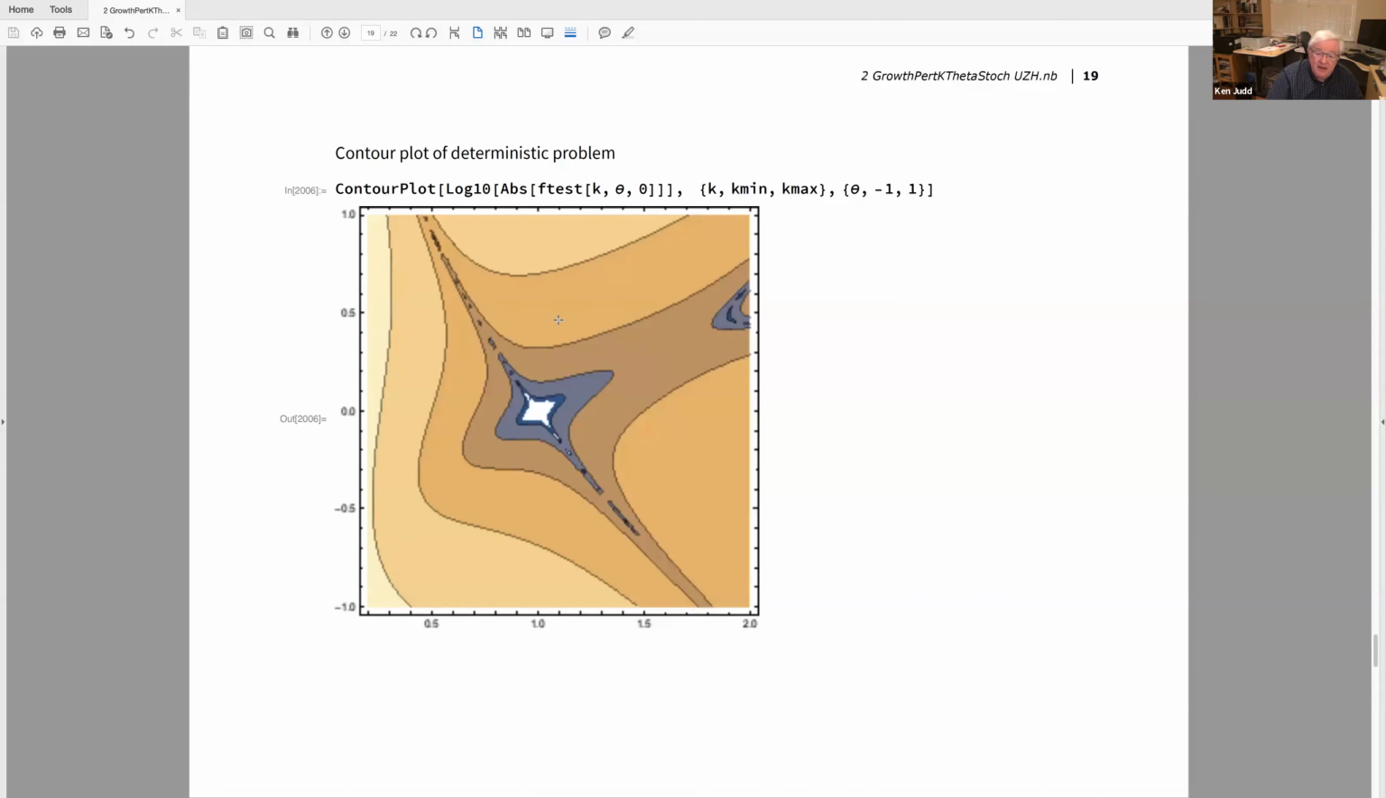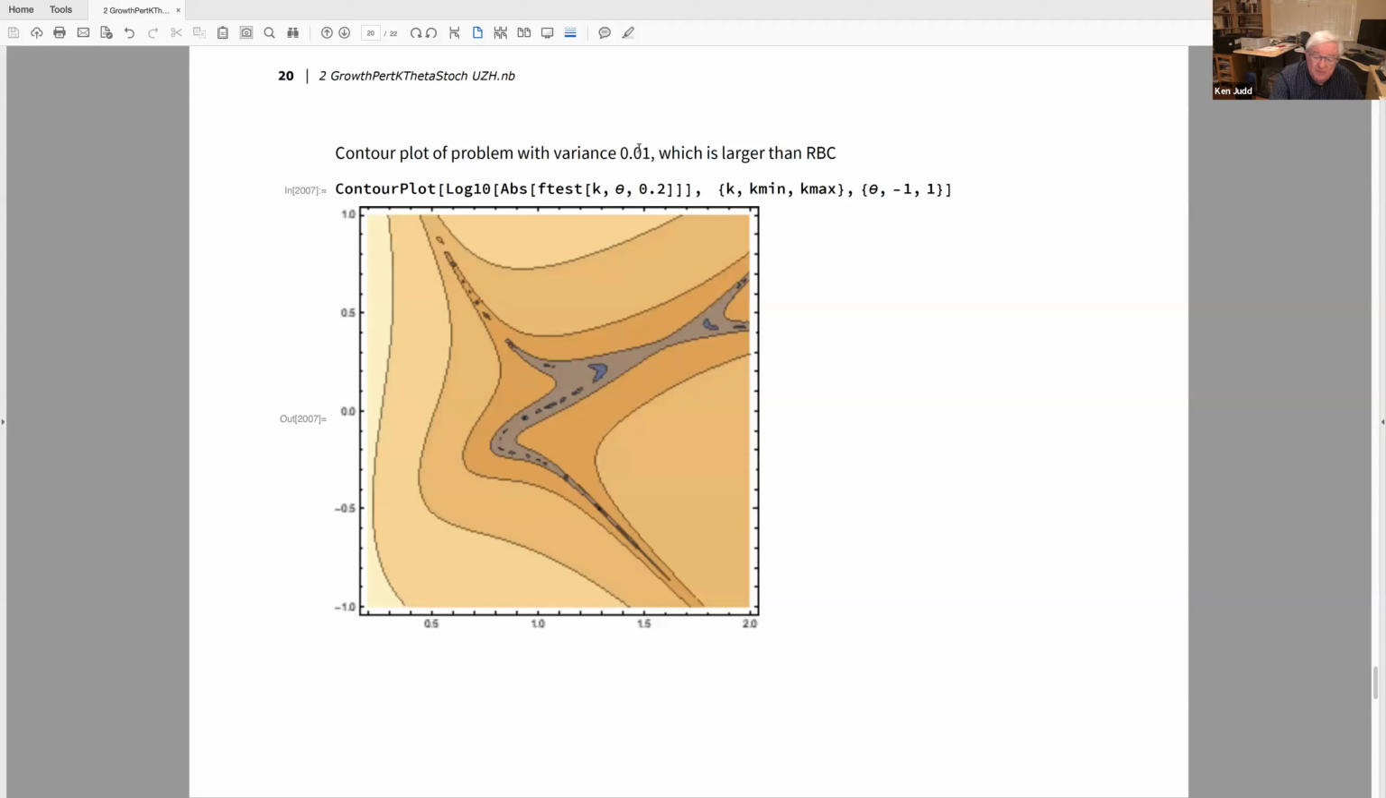Now I'm going to add a small variance of 0.01, which I believe is bigger than the typical business cycle. The typical business cycle has a standard deviation of about 0.02, plus or minus 2%. Yes, but of course we just got a big shock now. But so this is what the Euler equation errors are for a small, standard business cycle. Notice that nowhere is it equal to 0. That's in white.